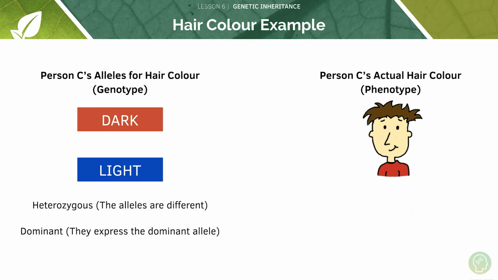Therefore, person C's actual hair colour is going to be the dark colour, because even though this light allele is present, we have a heterozygous combination. Remember, hetero, that's the stem, it means different. The alleles are different, and we know the dark allele is dominant, so that is always going to be the one expressed. In order for the light allele to be expressed, because it's recessive, only the light allele can be present.